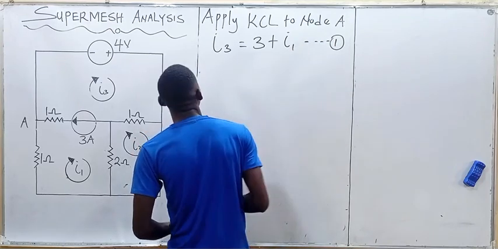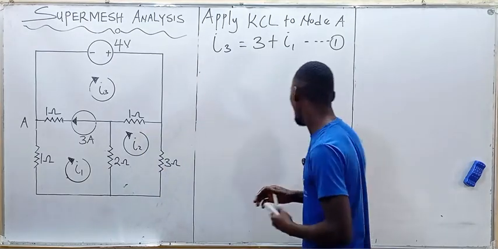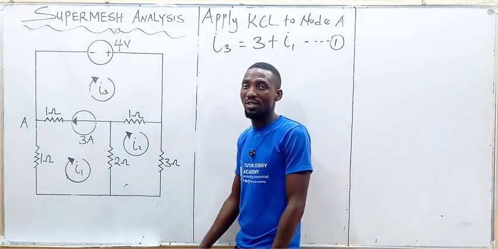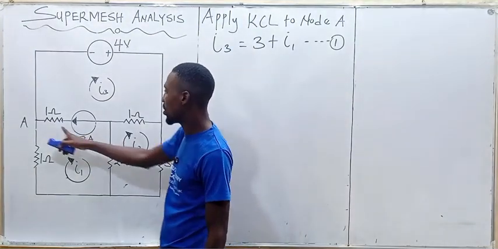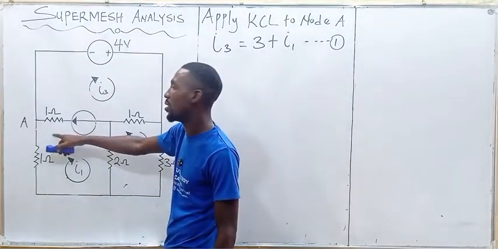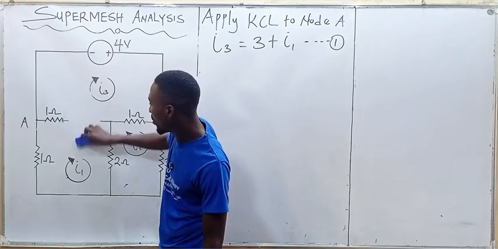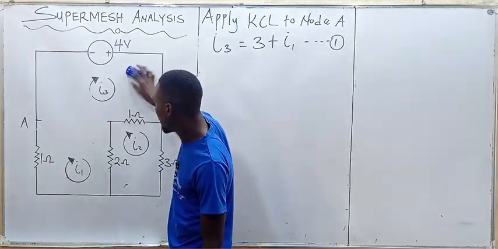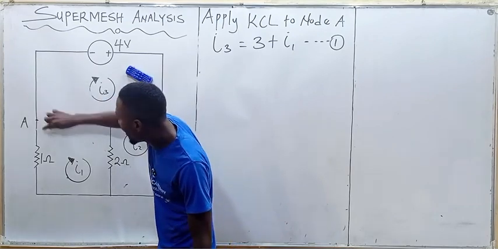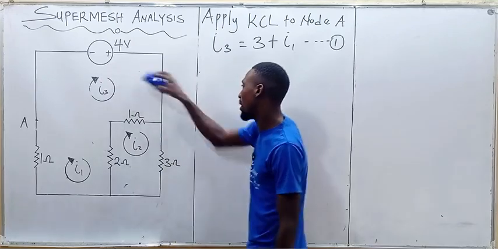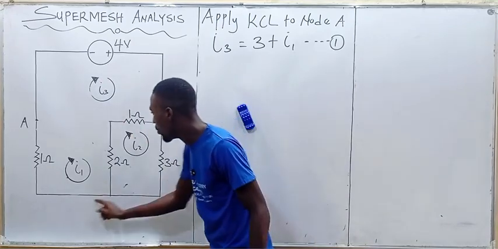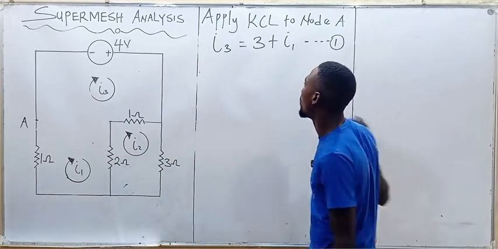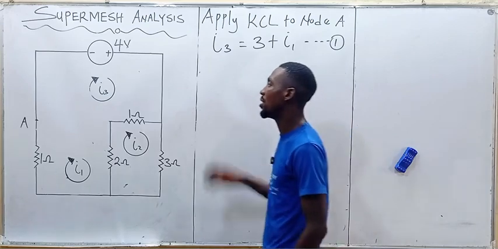All right. The next thing we are going to do is remove the current source. If we remove the current source, it's going to affect this 1 ohm, because current will not flow through that 1 ohm, so we remove it as well. You can see we have combined mesh 1 and mesh 3 together, giving us a big loop. So we are going to apply KVL to the supermesh.